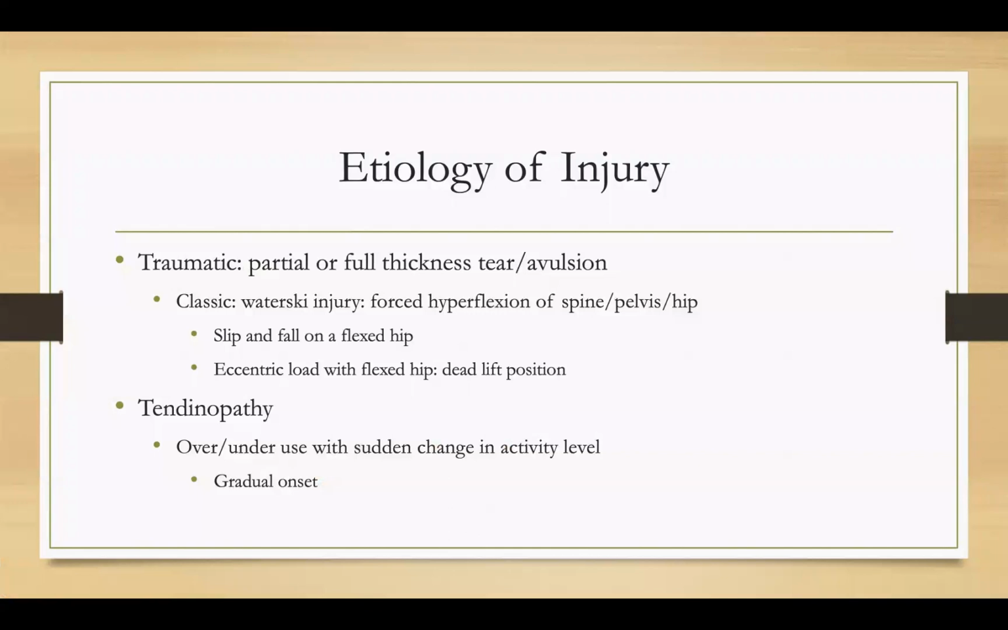I like to think of hamstring tendon injuries in one of two ways, traumatic as well as tendinopathic. So as we know, traumatic injuries are acute injuries that can be partial or full thickness or avulsion type injuries. The classic mechanism is the water ski type injury where there's forced flexion of the trunk on a forced flexed hip. This can also be seen with slip and falls. So someone falls with their feet moving out in front of them, and they have a hyperflexion moment at the hip with the trunk coming forward too.